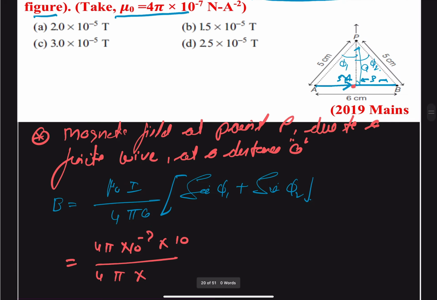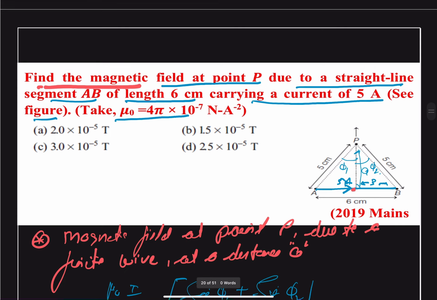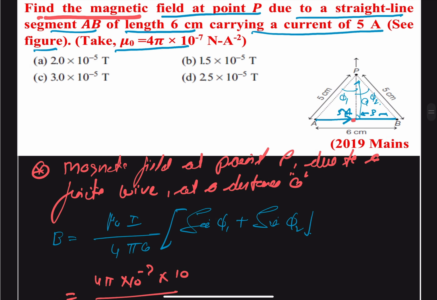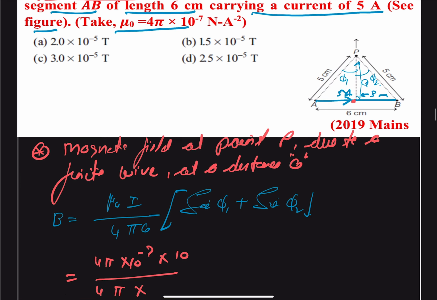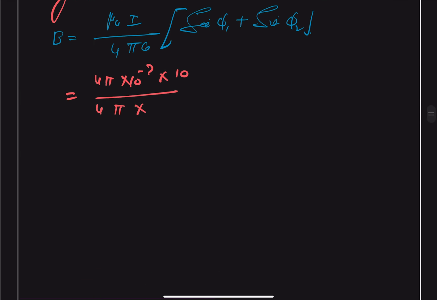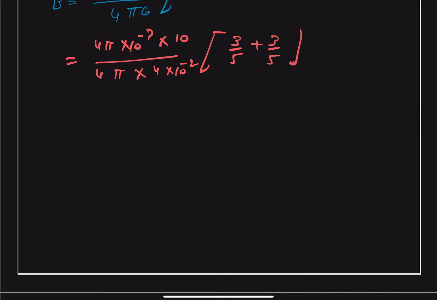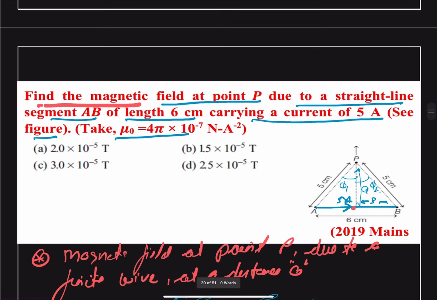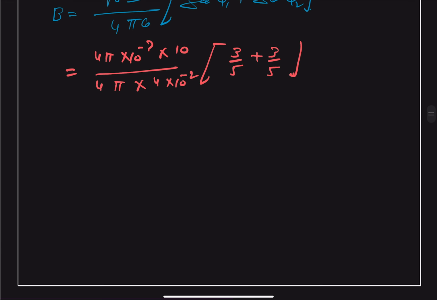distance d, we can find out by Pythagoras theorem. So this A will be coming equal to 4. So this will be 4 into 10 to the power minus 2, and we get this as 3 by 5 plus 3 by 5. Current is 10 ampere, 5 ampere, sorry. Current is 5 ampere.